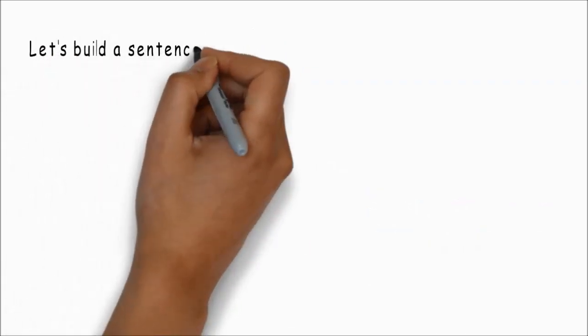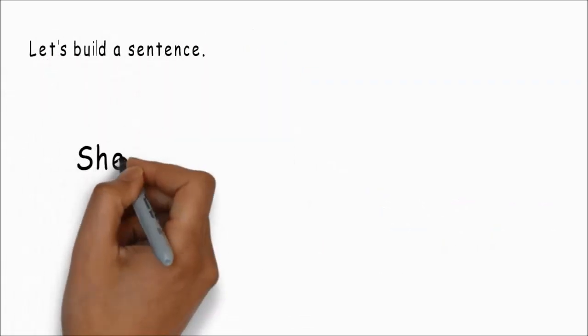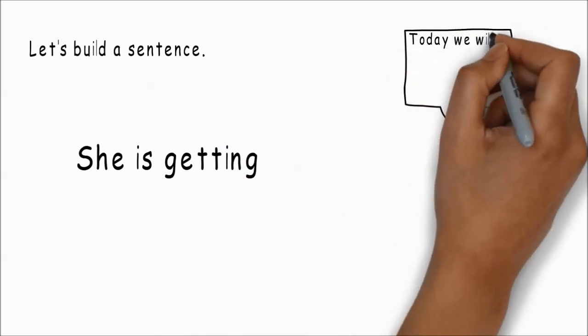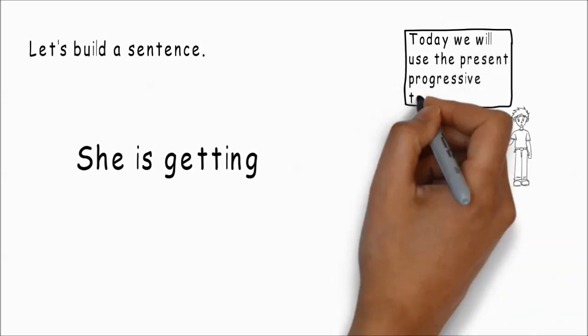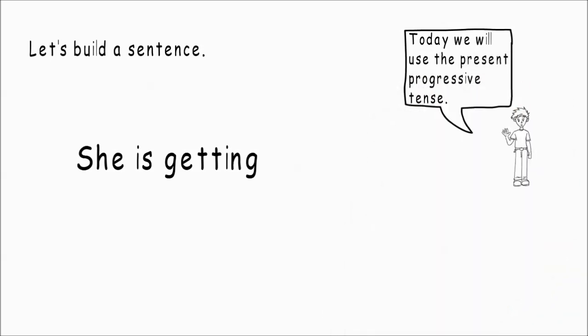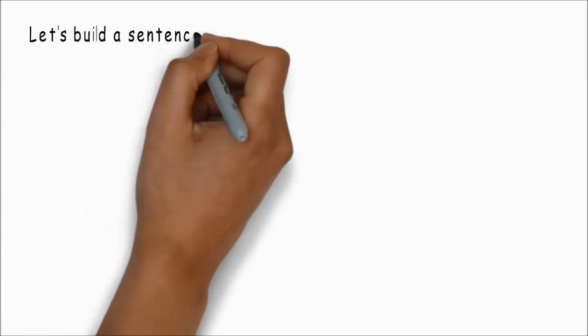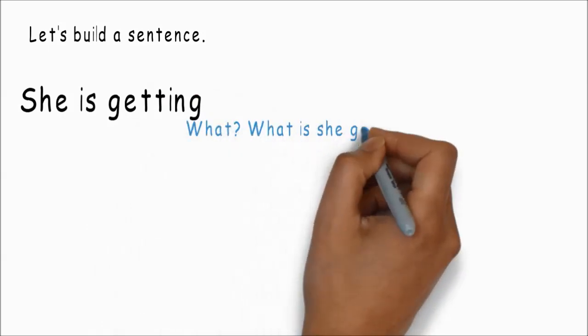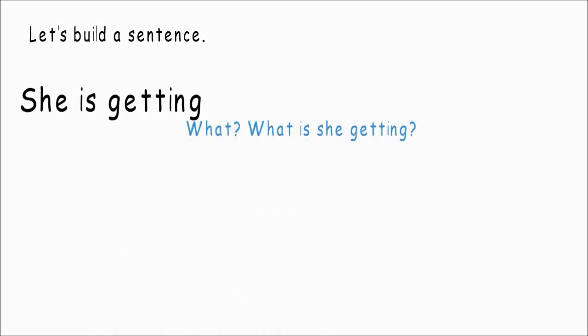Let's build a sentence. She is getting. Today, we will use the present progressive tense. Let's build a sentence. She is getting, what? What is she getting? She is getting a cone. Okay, a cone.